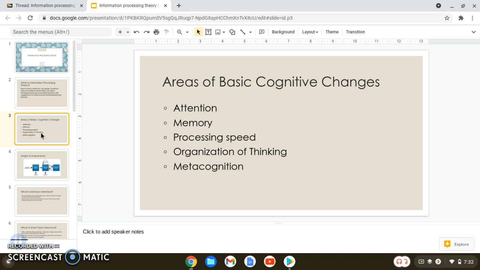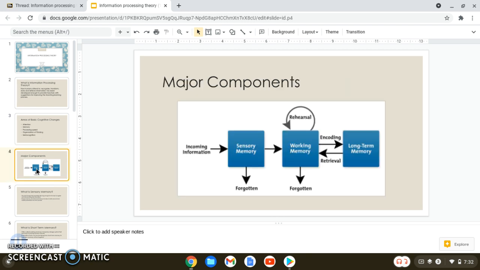Areas of basic cognitive changes: attention, memory, processing speed, organization of thinking, and metacognition. Major components.